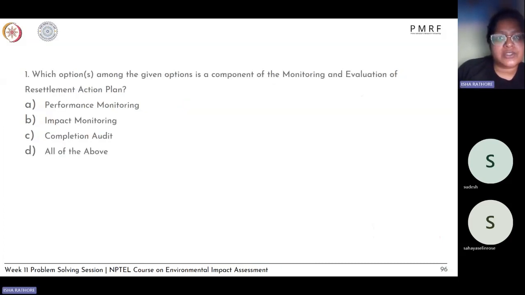Moving on to the next question. Which option among the given options is a component of the monitoring and evaluation of resettlement action plan? A, performance monitoring; B, impact monitoring; C, completion audit; or D, all of the above?